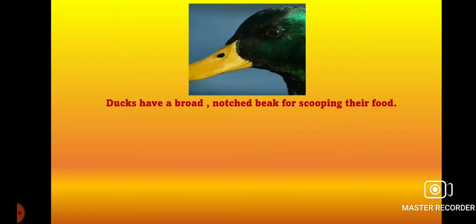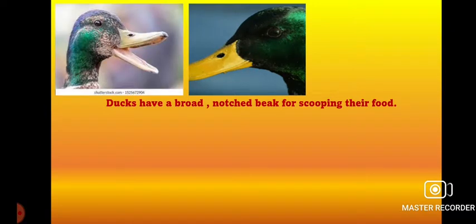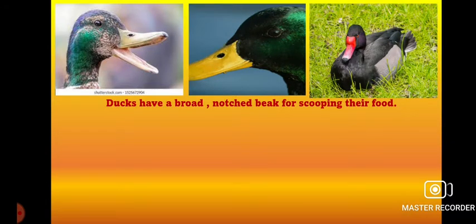See, this is the beak of a duck. Very good. Now why is this kind of beak present in the duck? Because ducks have a broad, scooping type of beak, which is used to scoop out the food from the mud. The food is mixed with the mud which they need to scoop out. For that reason they have this kind of beak in their structure. This is the characteristic found in the case of the duck.